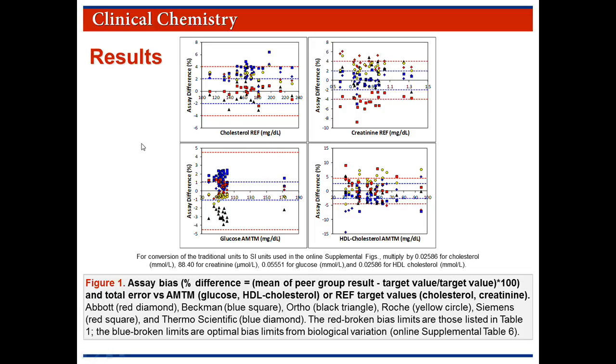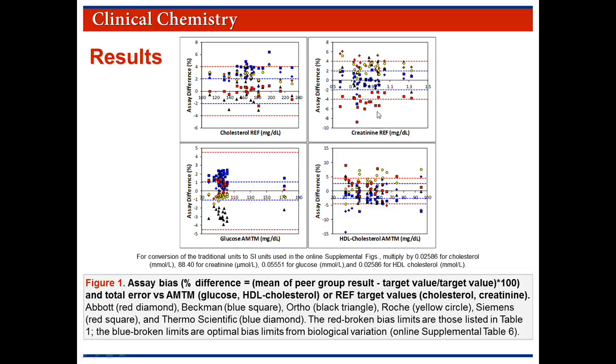So if we look at figure 1, we can see the assay bias, in other words, the percentage difference. So it's the mean of the peer group result minus the target value. Each platform has a color. Abbott has a red diamond, Beckman blue square, Ortho black triangle, Roche yellow, Siemens red square, Thermo Scientific blue diamond. So if we look at cholesterol here towards this level, 200 milligrams per deciliter, we can see there's one outlier here.